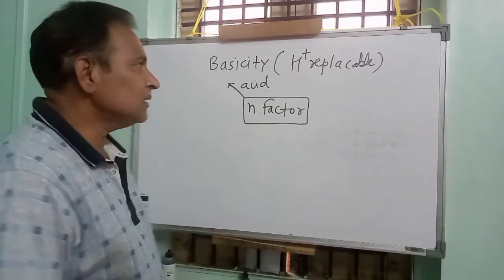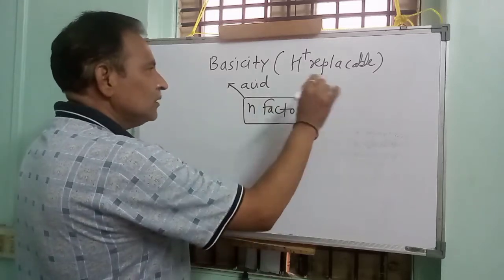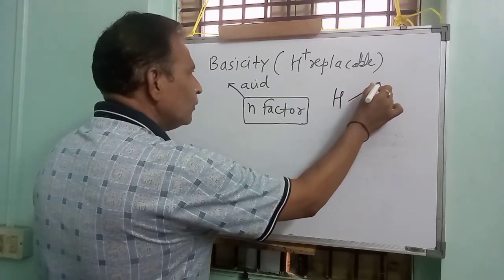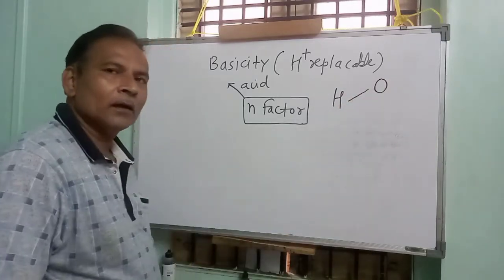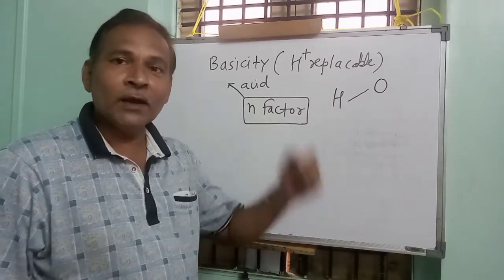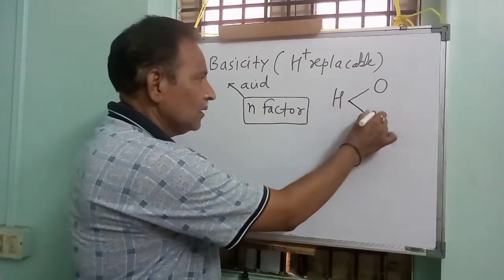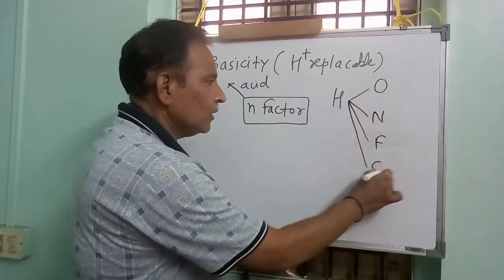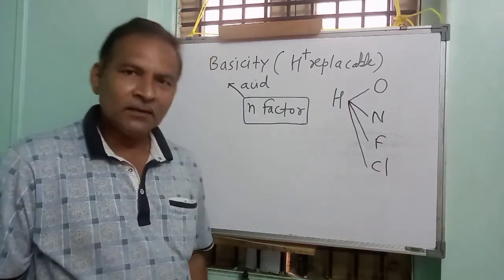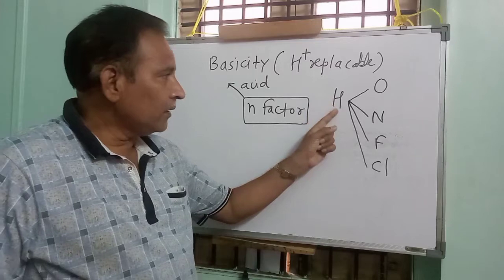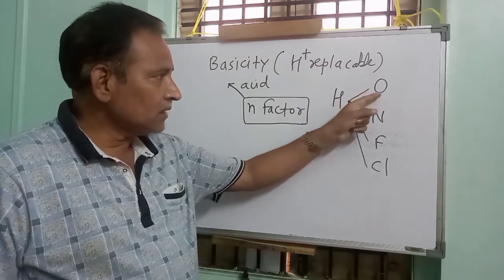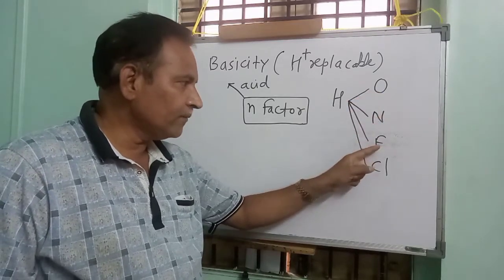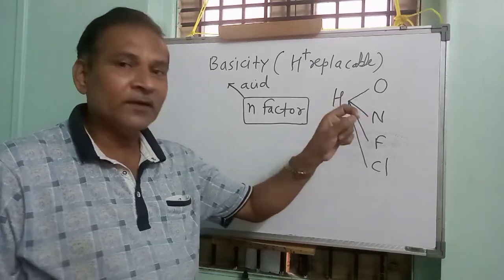One thing should be remembered, remember this carefully: the hydrogen that comes out of the acid is the one attached to a strongly electronegative element. Which are the strongly electronegative elements? Oxygen is there, nitrogen is there, fluorine is there, and chlorine is there. So if that hydrogen atom in the acid is attached to a strongly electronegative element like oxygen, nitrogen, fluorine or chlorine, then that hydrogen is replaceable.